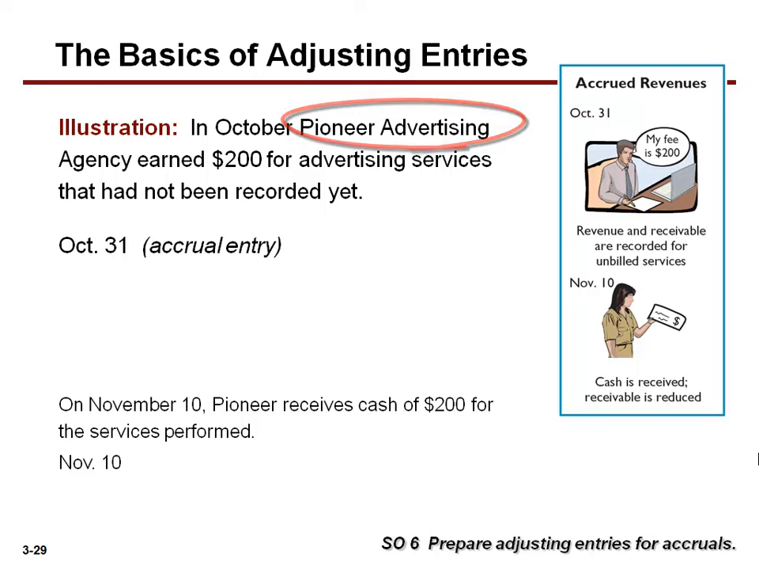So we're Pioneer Advertising Agency. We provided advertising services for our customer in the amount of $200. We have not received cash yet. We give them 30 days to pay for it. And furthermore, we review at month end to ensure that we've recorded all such events, and we found one that has not been recorded. So as of period end, October 31st, we need to ensure our financial condition is properly stated. So we're going to make an accrual entry at period end to reflect the fact that we have a promise from our customer to pay later.